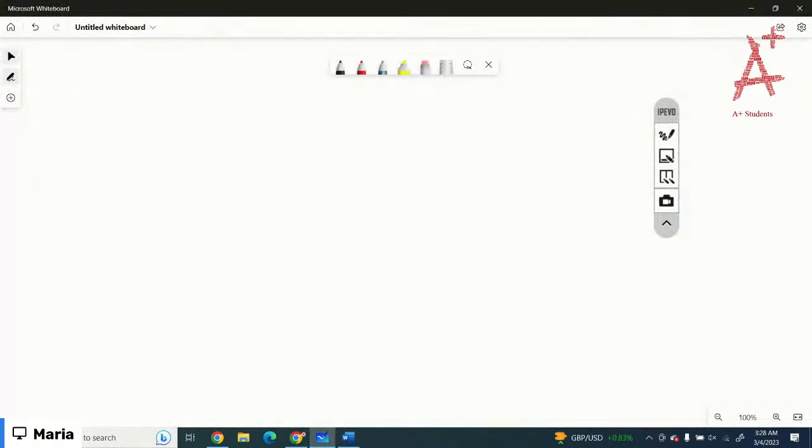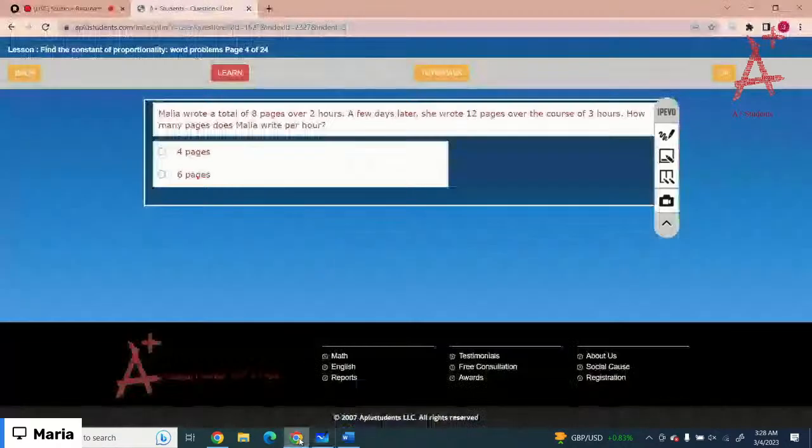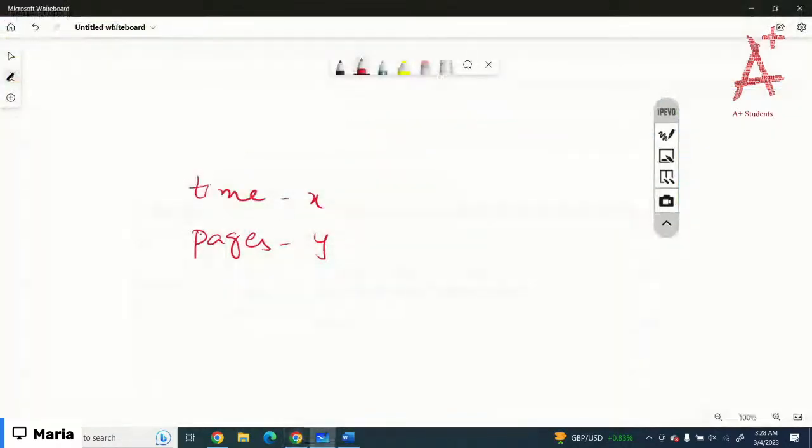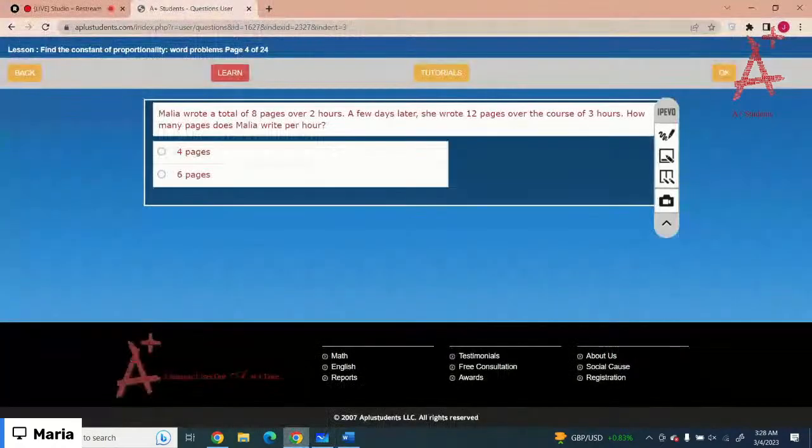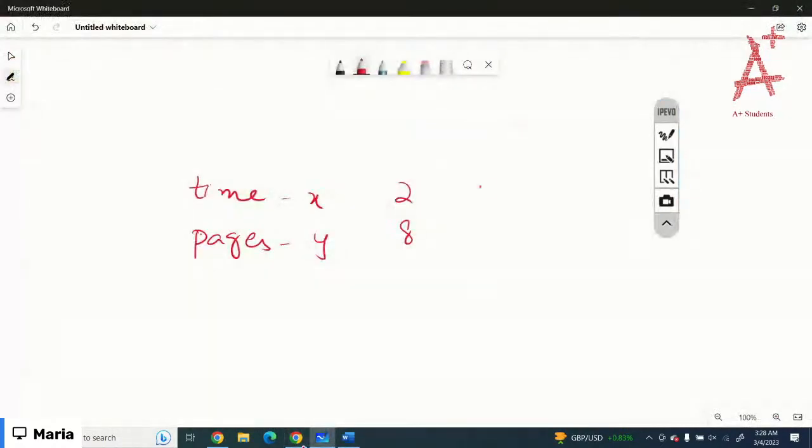X is hours. Time is X and pages is Y. So time is 2 hours and 8 pages and 3 hours and 12 pages.